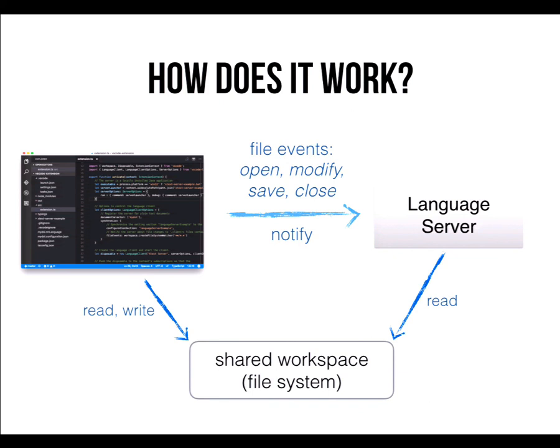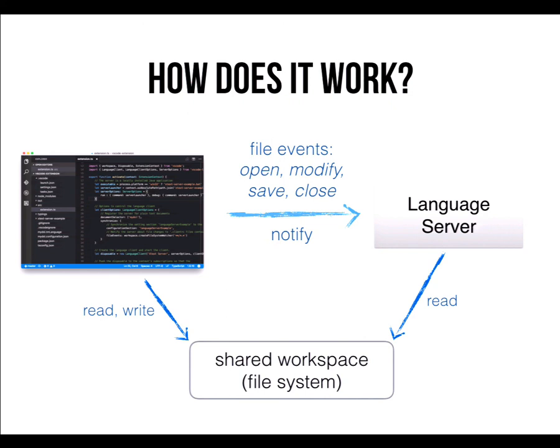Then a very important concept is that both client and server are assumed to have access to a shared workspace. In the case of VS Code, this is just a directory that contains your workspace, your project, so to speak. The client is always the one who will read the files when the user opens it, and write it when the user hits Control or Command S. But the server also may be able to, or must be able to, read them, for example, in order to resolve cross-references to other files.